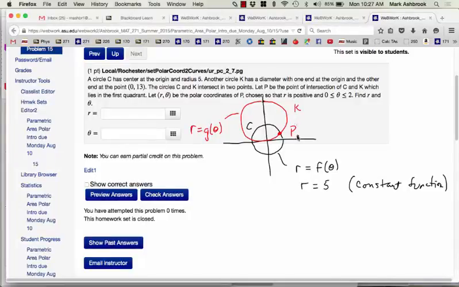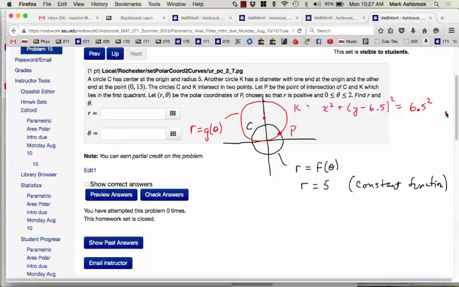So now for this one, we could write the equation for K, which would be x squared plus (y minus 6.5) squared. The center is going to be (0, 6.5), so it equals 6.5 squared. Did I write that equation right?